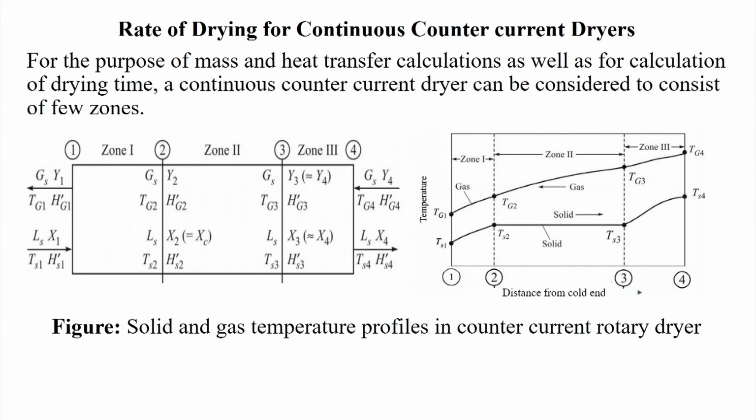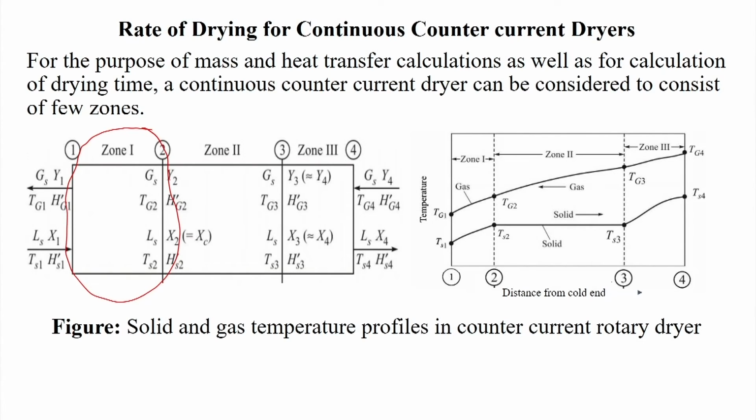Now, we will be discussing the rate of drying for a continuous counter current dryer, and we will be calculating the drying time. For that, we will divide the total dryer into segments. For the purpose of mass and heat transfer calculations as well as the calculation of drying time, a continuous counter current dryer can be considered to consist of a few zones. For simplicity, we have taken 3 different zones in the continuous dryer.